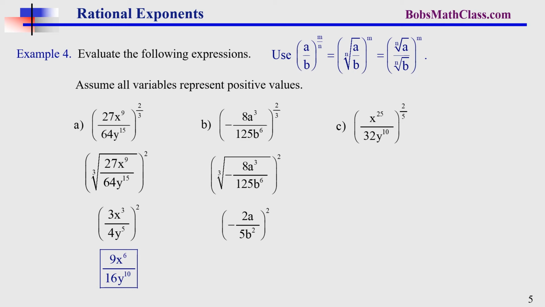Okay, now we need to raise that to the second power. So 2 squared would be 4. 5 squared would be 25. Multiply our exponents. And that negative, well, when we have a negative squared, our answer will be positive. So we're going to lose the negative. So our final answer is 4a squared over 25b to the fourth.